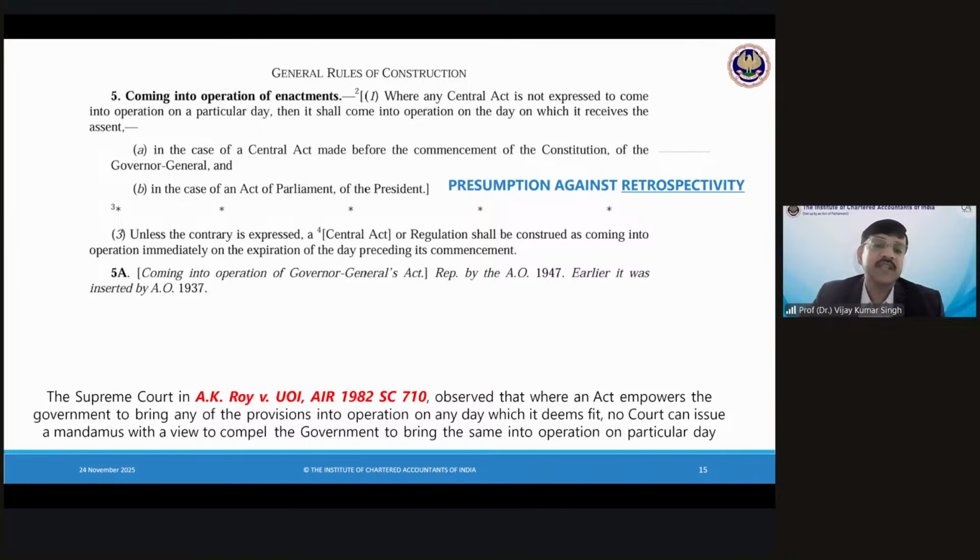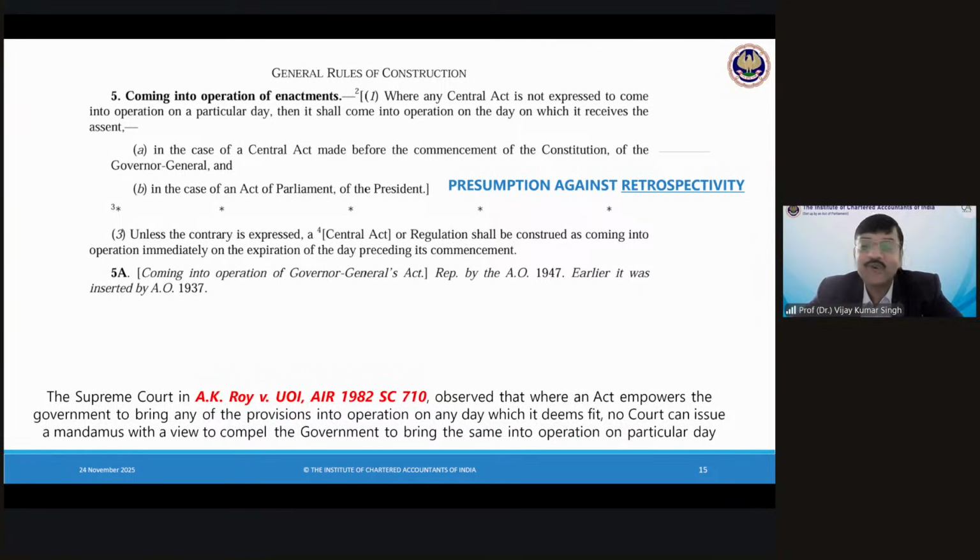So the Supreme Court in A.K. Roy versus Union of India, that is a 1982 case, observed that where an act empowers the government to bring any provisions into operation on any day which it deems fit, no court can issue a mandamus with a view to compel the government to bring the same into operation on a particular day. It is quite interesting. So can the court say that, okay, bring this law into operation immediately?